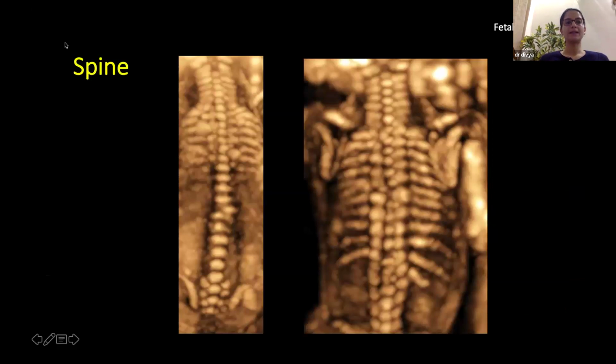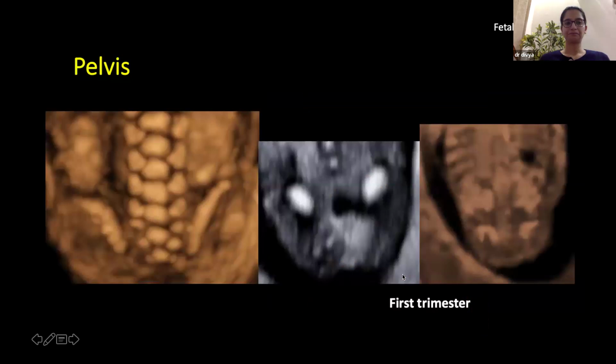Then the spine is assessed definitely on grayscale, but if there's some abnormality or we want to look at the spine better, we can show it in a panoramic fashion in 3D as you see here. And here you can appreciate the presence of this hemivertebra, that is just half of the vertebral body seen here as compared to the other vertebrae. So you can see not only the vertebral bodies, but also the posterior arch elements using 3D.